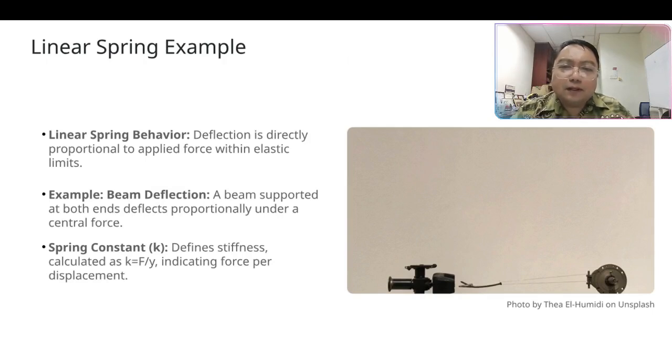For example, beam deflection: a beam supported at both ends deflects proportionally under a central force. Spring constant defines stiffness, calculated as K equals F over Y. Actually, what you learn in secondary school physics class is F equals KX. Deflection is directly proportional to the applied force. Meaning that when you give load, the spring goes down, and when you release the load, the spring goes up, back to its original position. This is the spring.